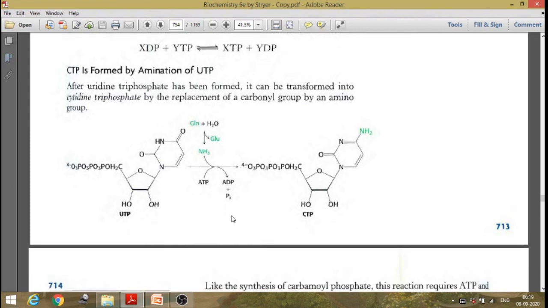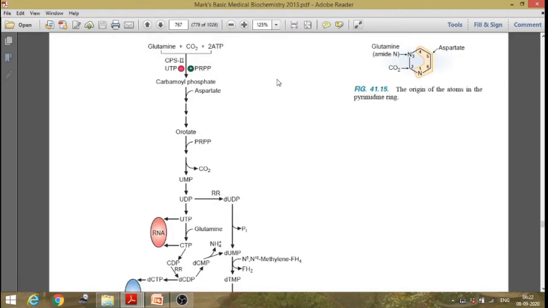So UTP and CTP are formed by the de novo biosynthesis pathway. They can be further used for RNA biosynthesis. You can see this is the overall pathway of pyrimidine nucleotide biosynthesis by the de novo pathway. The first reaction is catalyzed by carbamyl phosphate synthetase 2, where carbamyl phosphate is formed.